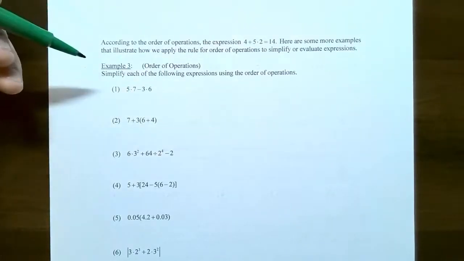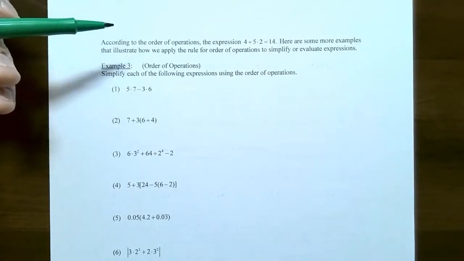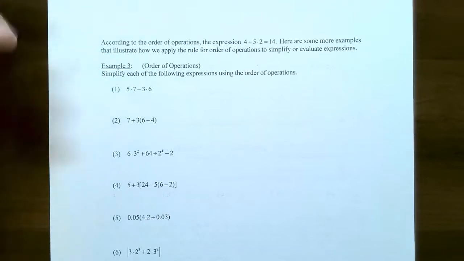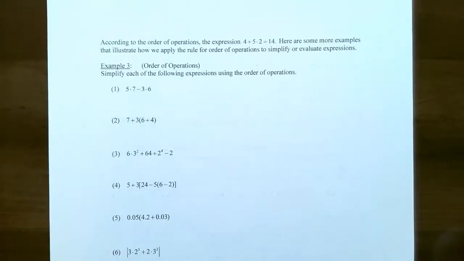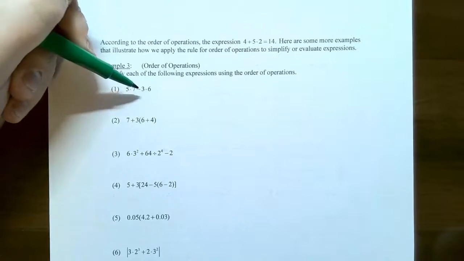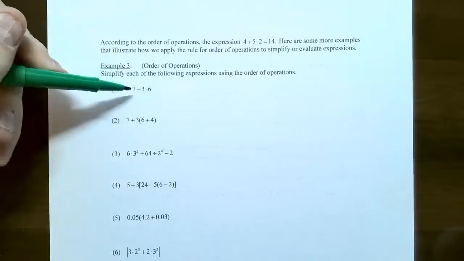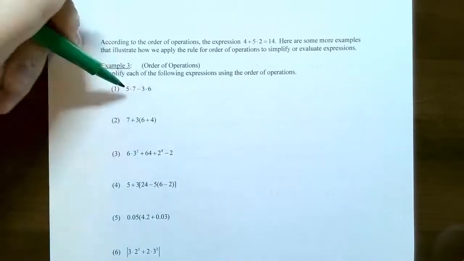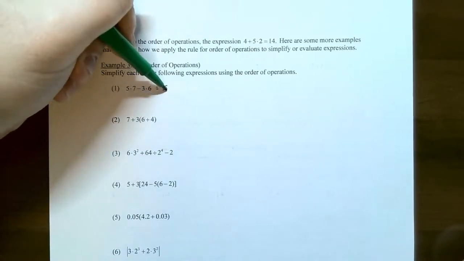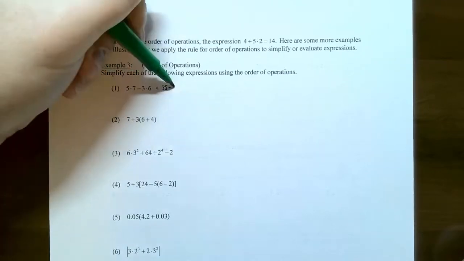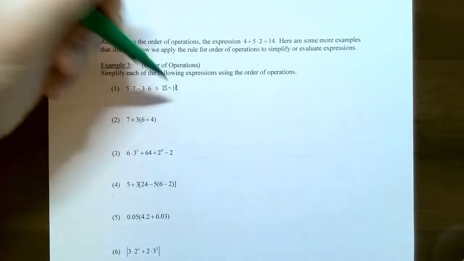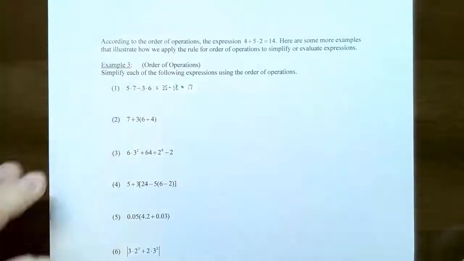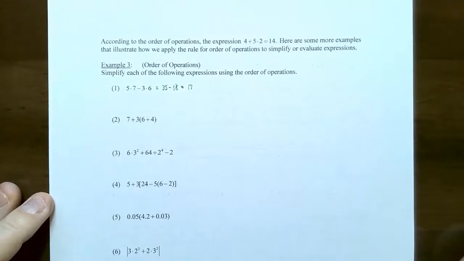So let's try example 3. We're going to use the order of operations. Simplify each of the following expressions using the order of operations. Let's build up our difficulty as we go. So let's try the first problem. 5 times 7, subtract 3 times 6. If you do subtraction first, you're doing the order of operations in the wrong order. So 5 times 7 is 35. Then 3 times 6 is 18. Keep the subtraction between the two. And then 35 subtract 18 is 17. So 17 is the correct answer using the order of operations.